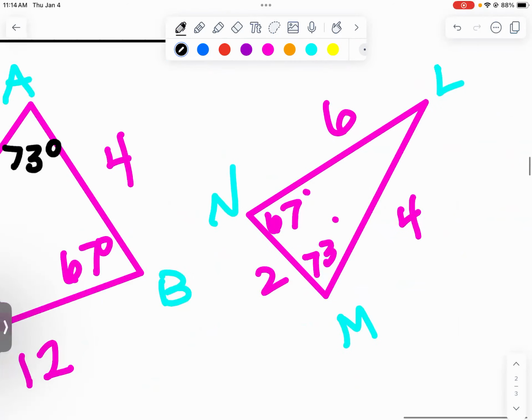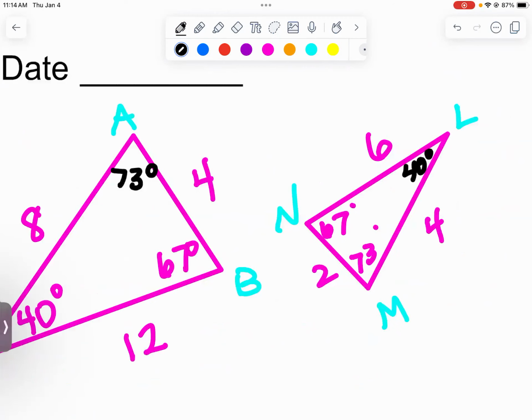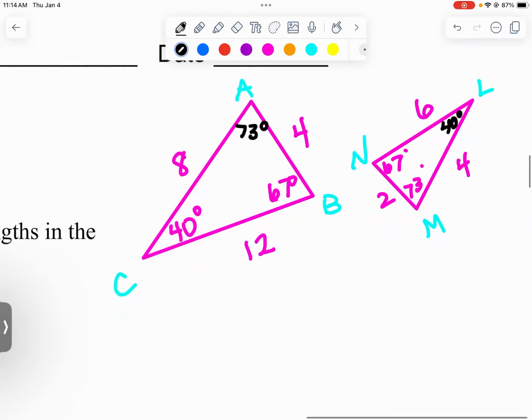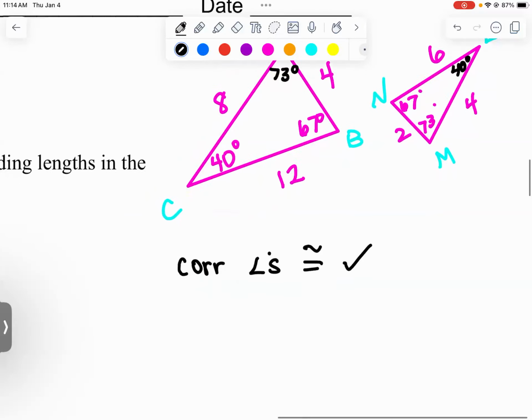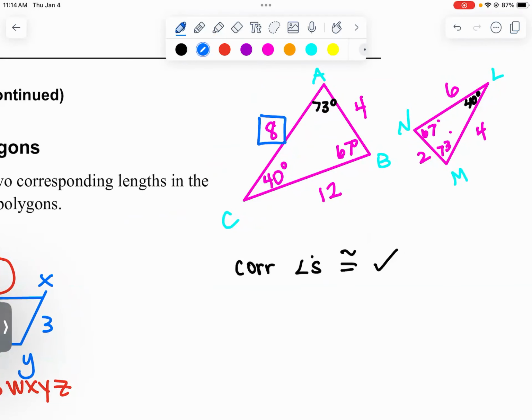Okay, what about angle L? Okay, so let me ask this, are the corresponding angles congruent? Okay, so our corresponding angles are congruent. Now we need to check to see if we're proportional. Now, we got to be careful and make sure we match up numbers correctly. So what does 8 correspond with? 4, how do you know that? 73 and 40. Because you're looking at the angles, okay?